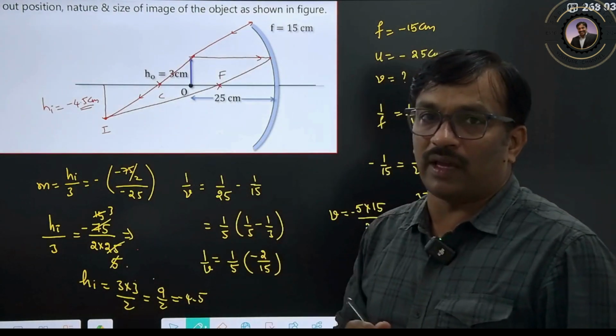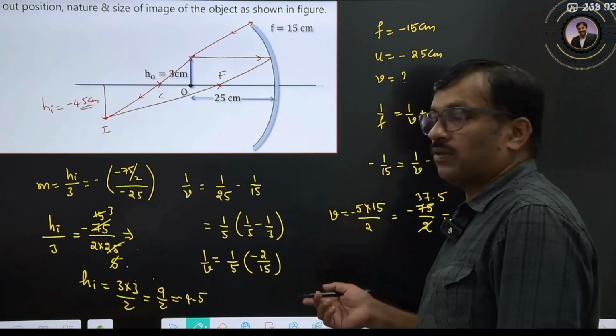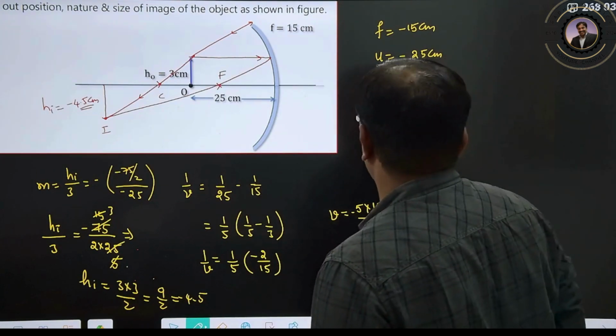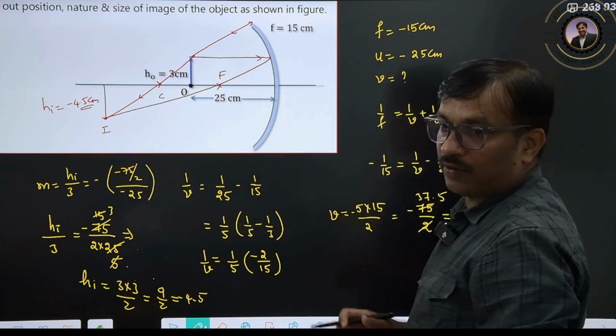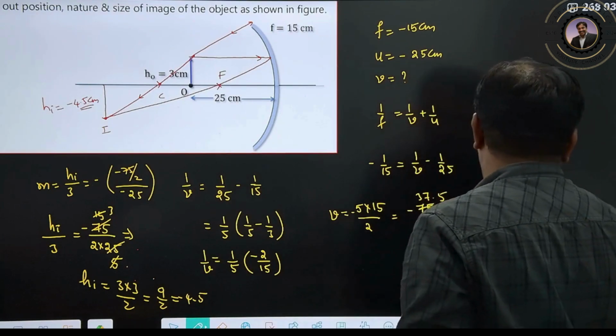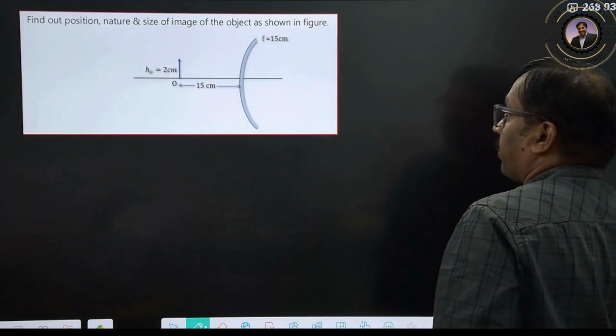Clear? In this way you have to solve the problems. That is what I just explained. If you really remember that, it is more than enough, you can do the questions.